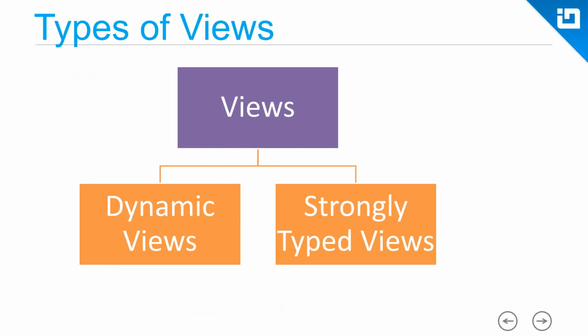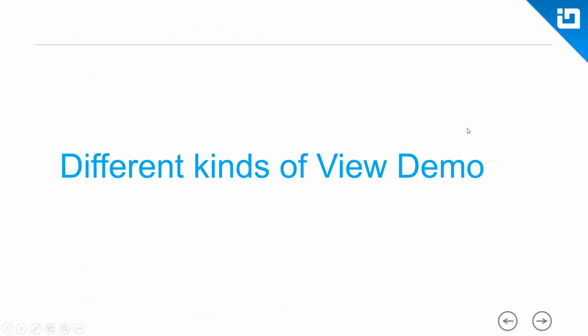In strongly typed views, like the view which we just created, your view is very much integrated with your model class, or a strongly typed model class. Whereas the dynamic view is not integrated with your model. There's not much difference, but let us see a quick demo on both of them. So what I'm going to do here is create a new action.